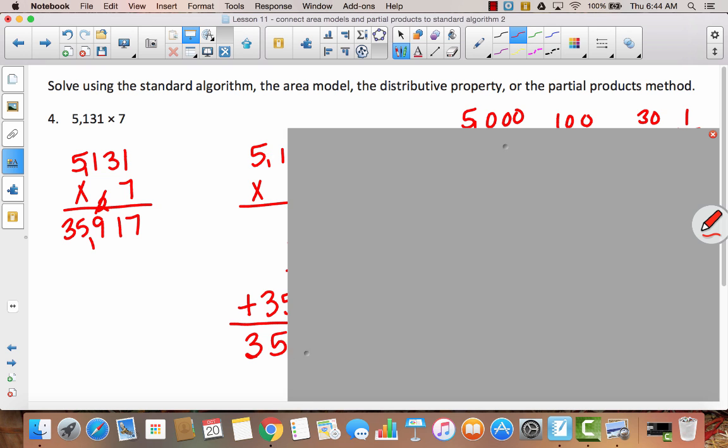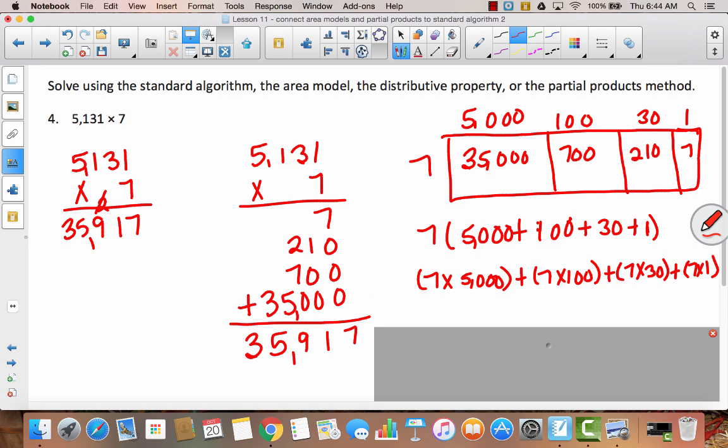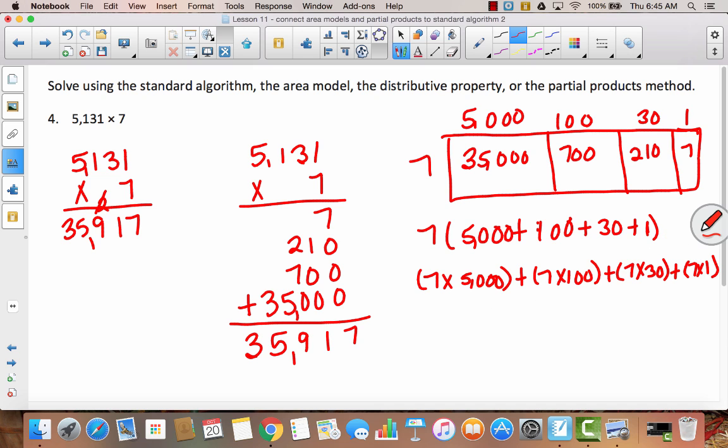And then I did the same problem using partial products and the area model. So here's my area model. I have 5,000 plus 100 plus 30 plus 1, and I multiplied it times 7. Here's where I use the distributive property. I had 5,000 plus 100 plus 30 plus 1, which was all times 7. So that's the same thing as 7 times 5,000 plus 7 times 100 plus 7 times 30 plus 7 times 1. When you add all of those partial products together, you get 35,917.